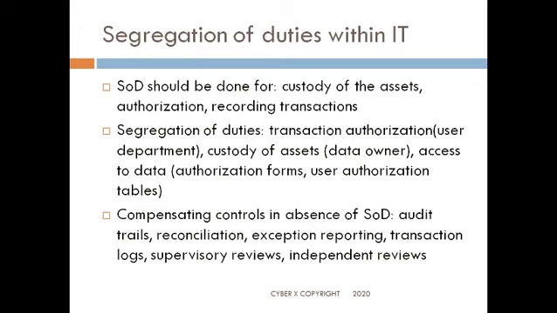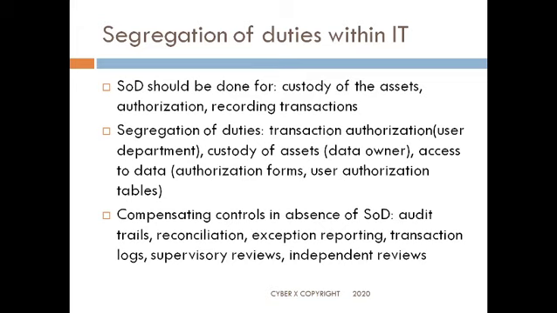So, segregation of duties within IT. How is that segregation of duties done? Basically it should be done for custody of the assets, authorization, and recording of transactions. These are the three basic areas where segregation of duties should be done. A person A should not be the same person who has custody of the assets, who authorizes the assets, and who records the transactions.